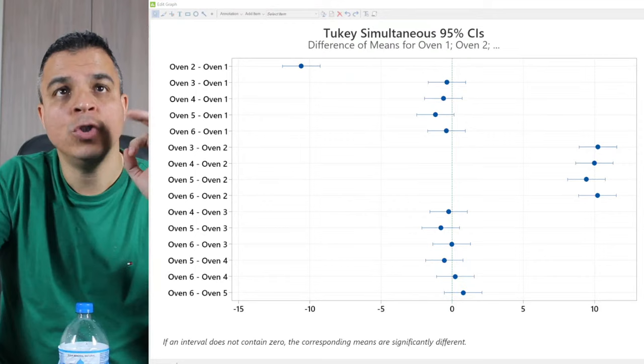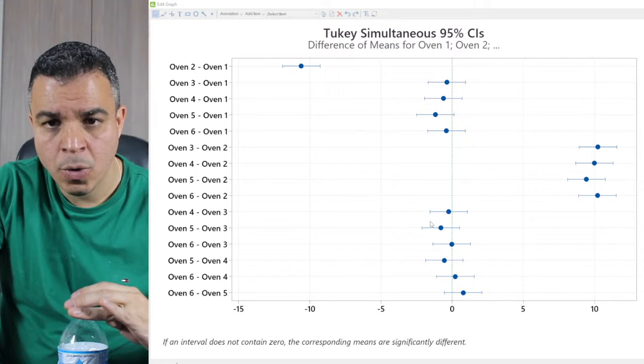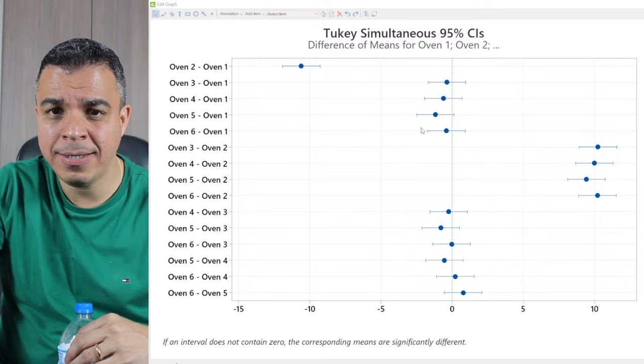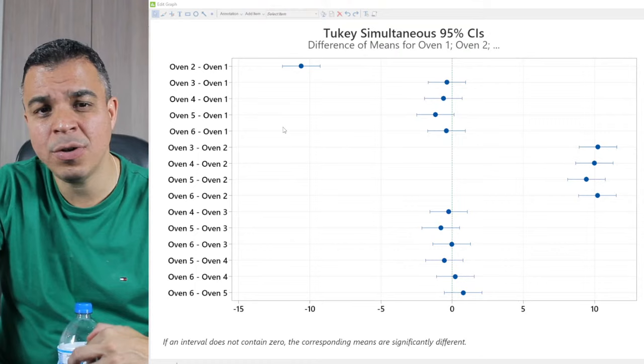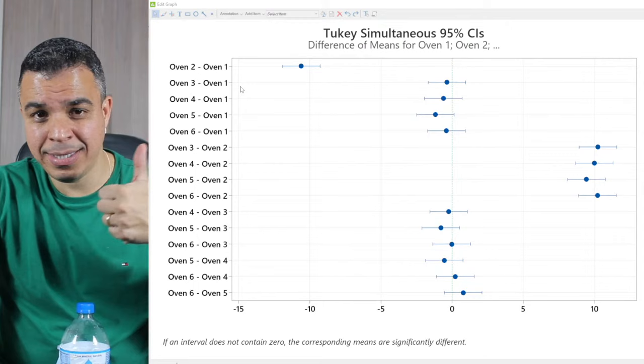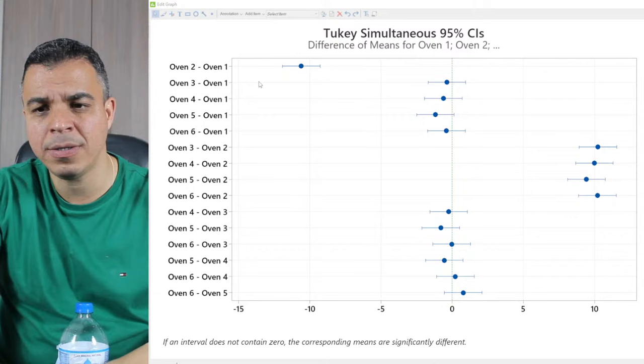So let's go back there. All confidence intervals where zero is present suggest that the difference is not that huge. The difference is not statistically significant. So, you guys tell me, the difference between oven 3 and oven 1, is it statistically significant or not? Yes or no?